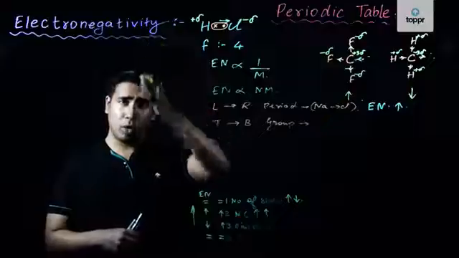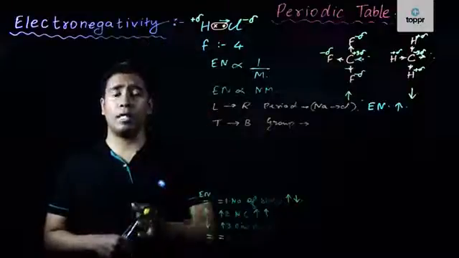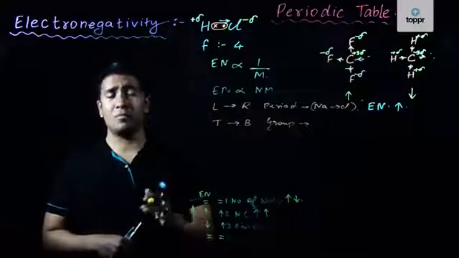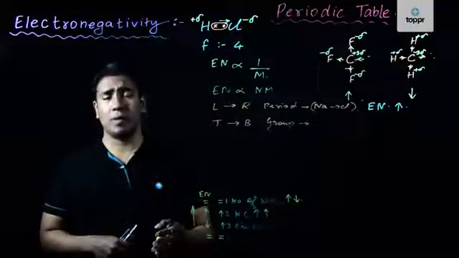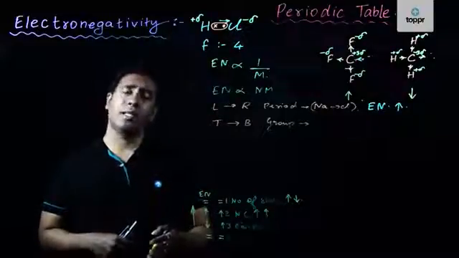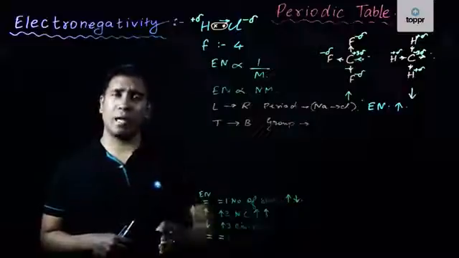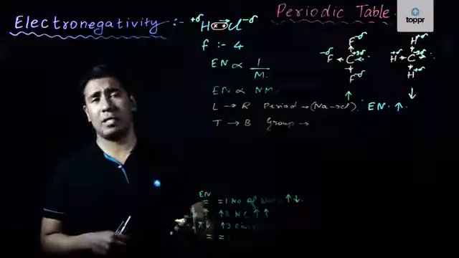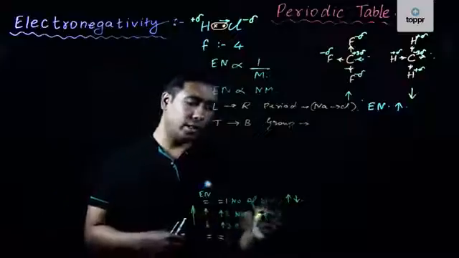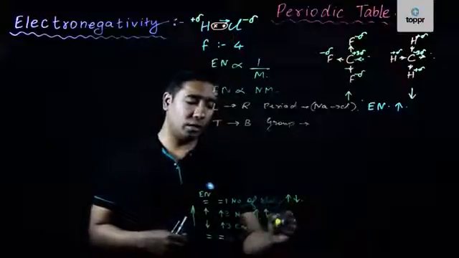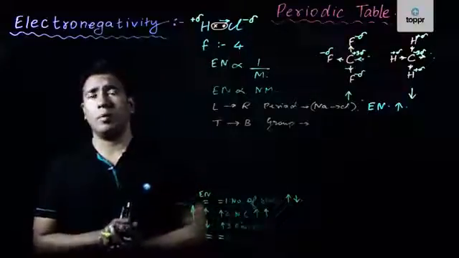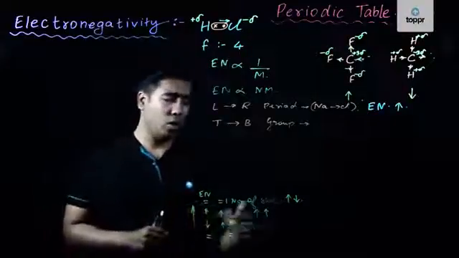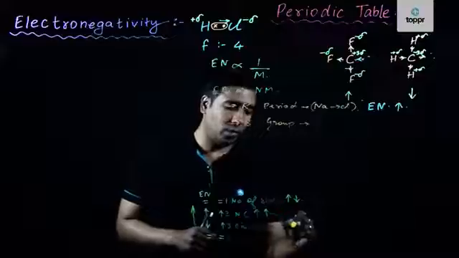Here, in a particular group, we know the number of valence electrons is the same, right? If we look at halogens, all the halogens belonging to the same group have 7 valence electrons. In the case of all alkali metals, all of them have the same number of valence electrons, which is equal to 1. And hence, in the case of electronic repulsion, there will be no effect of this factor. So here I am writing down equal to.